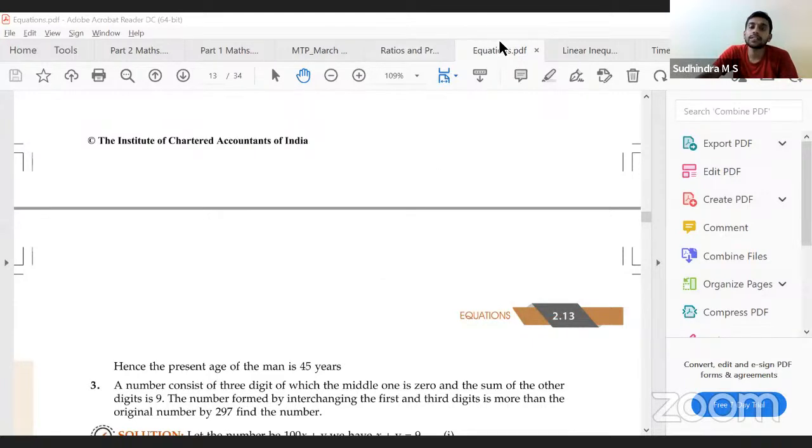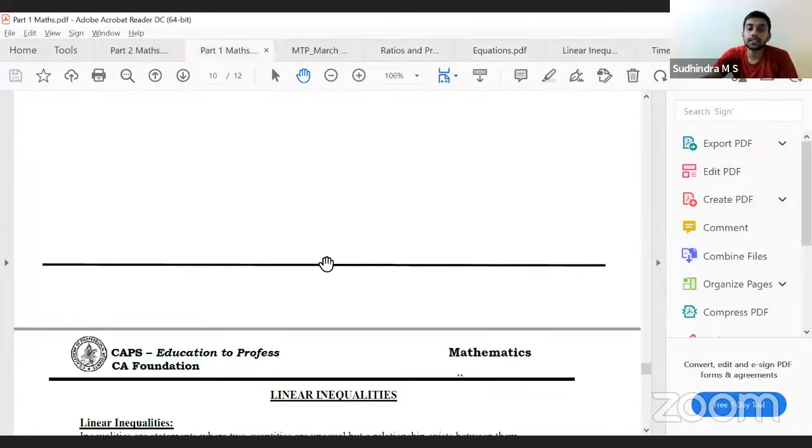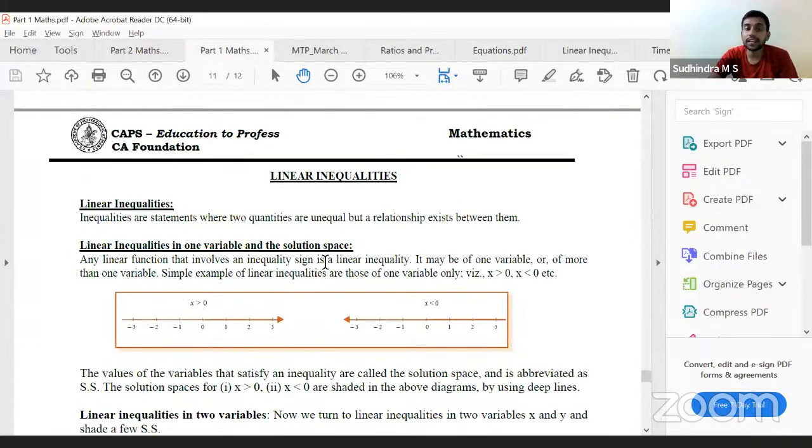They'll ask us to solve equations in cases like this, finding out the values of x and y, etc. The next chapter is inequalities, linear inequalities. If we have equals in a statement, we call it an equation. But if the statement has two quantities which are not equal, obviously we cannot equate them, but there is a relationship between the two. So we still bring it in the form of a statement using inequalities.